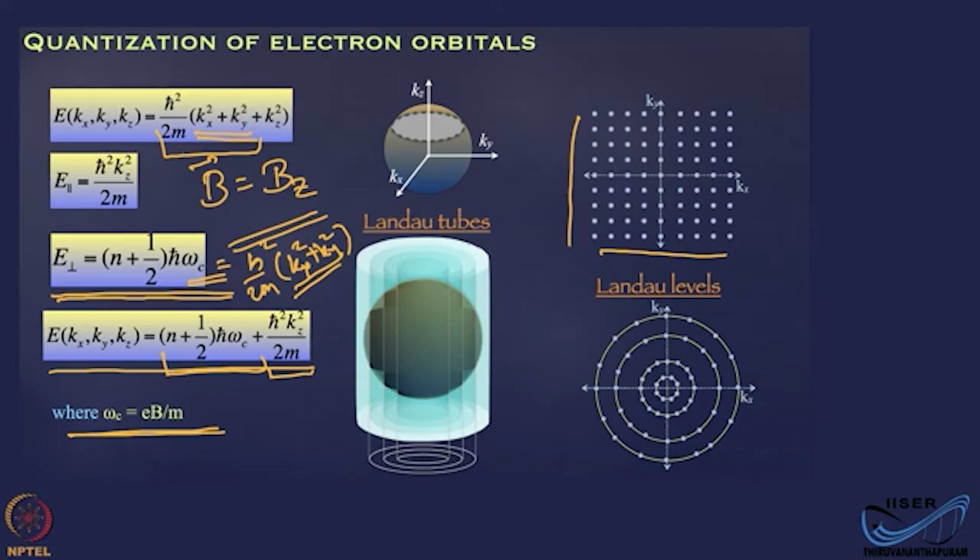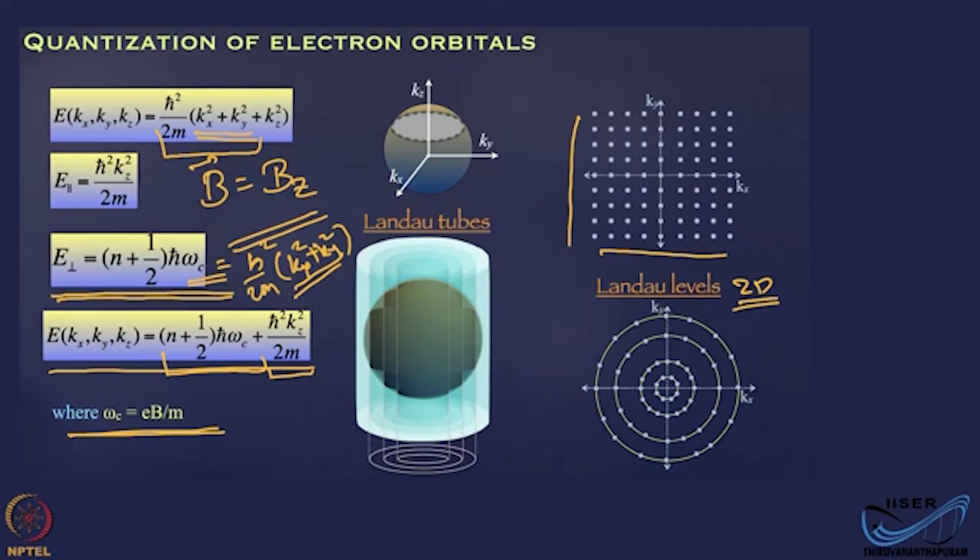So all those states which were distributed evenly have condensed onto circles. Because all these k states need to be in one of the circles defined by this radius square. So all the k states now have condensed onto these circles. These circles are called Landau levels, and this quantization condition is called the Landau quantization condition. This is the case when you have a two-dimensional system.